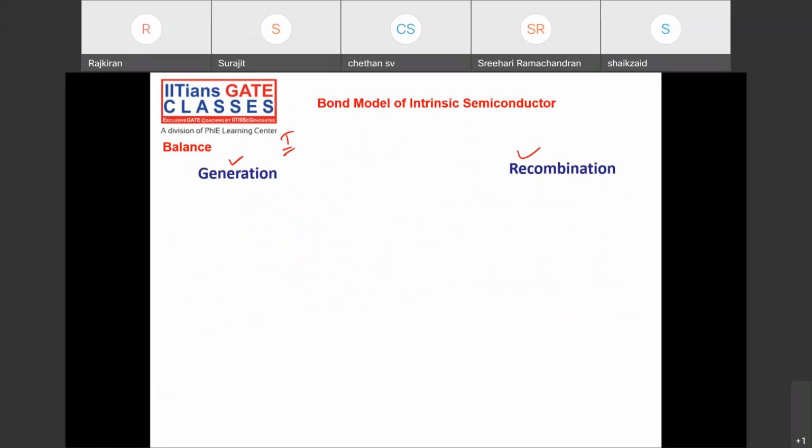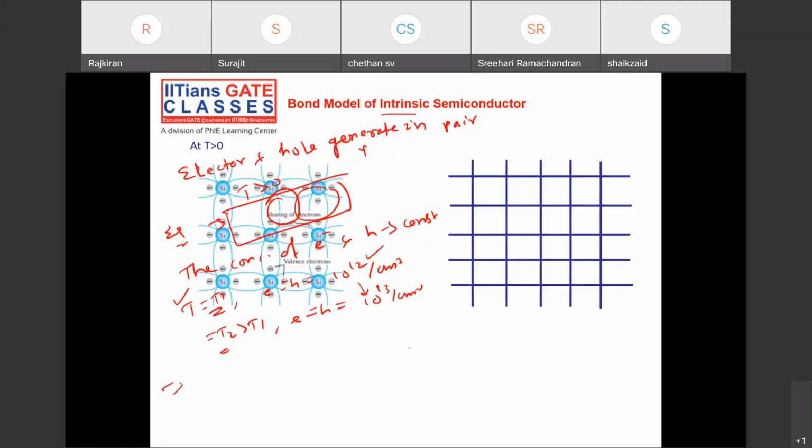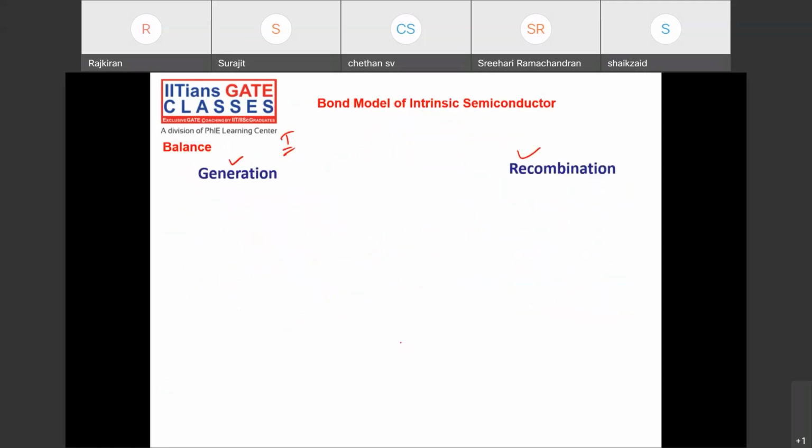So how does the balance happen? For every generation in equilibrium, there is a corresponding recombination. Suppose there is generation because of a photon. I showed you that generation because of a photon. Then at some other place there will be recombination.